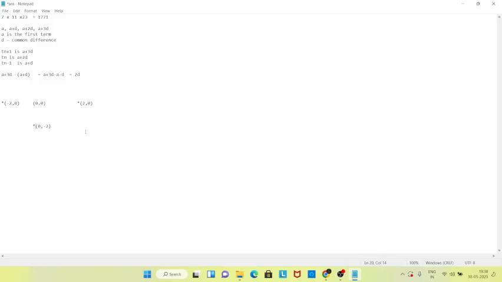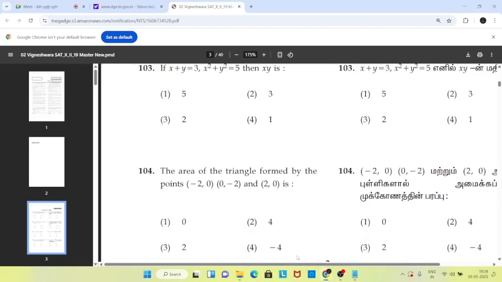2. So what is the formula for the area of a triangle? Half into base into height. Yeah, 1 by 2, put in the bracket, bracket close, into base into height. So base is 4, height is 2. What is the answer? Half of 4 is 2, so the 2 cancels. 4 is the answer. So now if you draw this, you can find the answer 4.